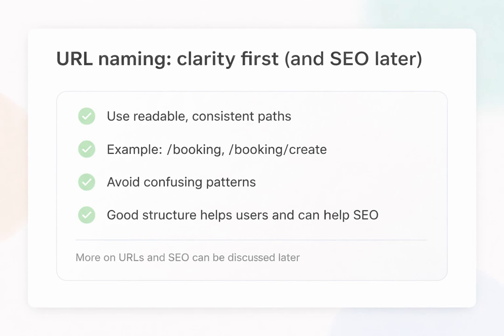The instructor briefly connects URL structure to broader concerns. Clean URLs like /booking and /booking/create communicate meaning. This is the booking resource, and this is the create action. That clarity helps users and developers, and it can also influence SEO. The deeper SEO discussion is postponed, but the habit, clean, consistent URL naming, is emphasized right now.